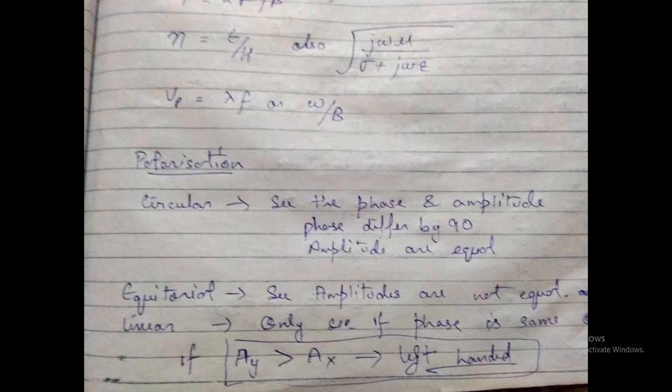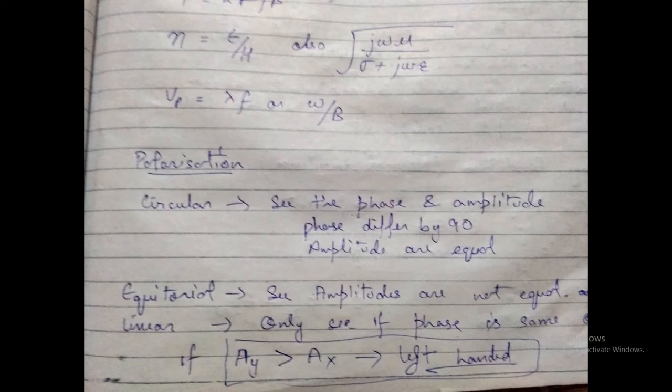Alright, and for circular you need to see these two conditions. If phase differs by 90 and amplitudes are equal, you don't need to look at any other option, it will be circular. But it will be elliptical if the amplitudes are different. This is the simple difference between elliptical and circular.